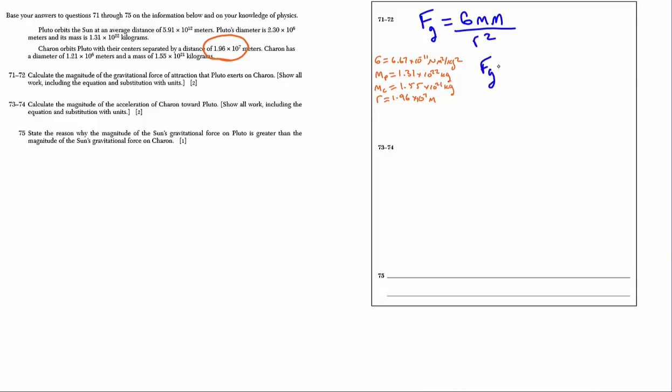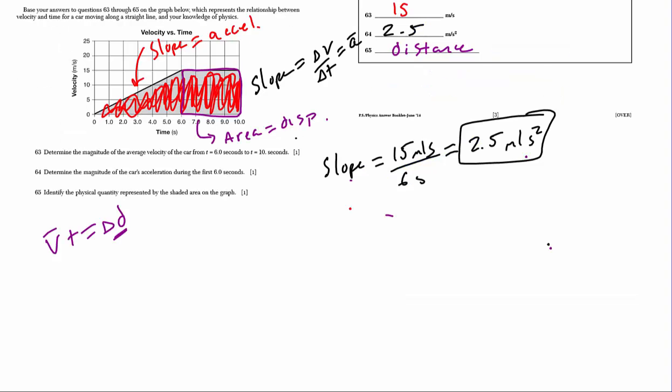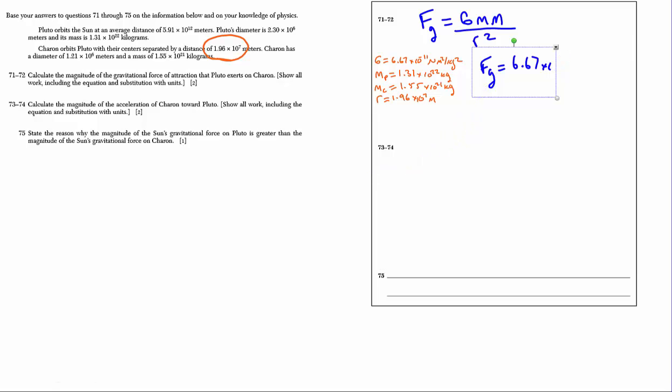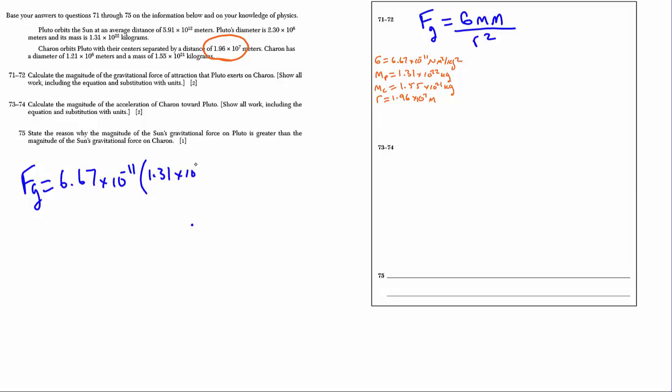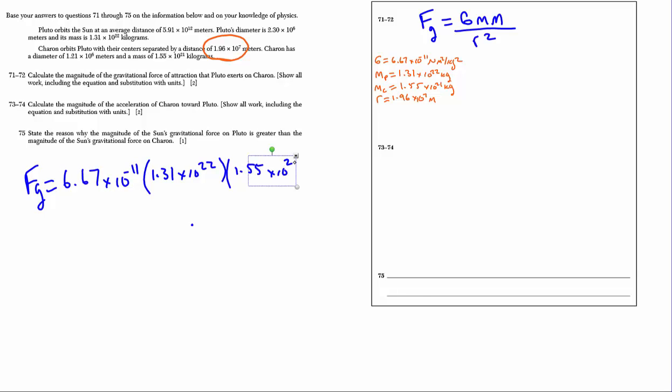So the answer we're looking for is 6.67 times 10 to the negative 11. You know, I'm going to do this work down here because I know I'm not going to have enough room. Let me just go ahead and start that over. On the actual test, you have significantly more space. I had to shrink this down for display purposes. Anyhow, my work's down over here now: 6.67 times 10 to the negative 11 times 1.31 times 10 to the 22 times 1.55 by 10 to the 21.